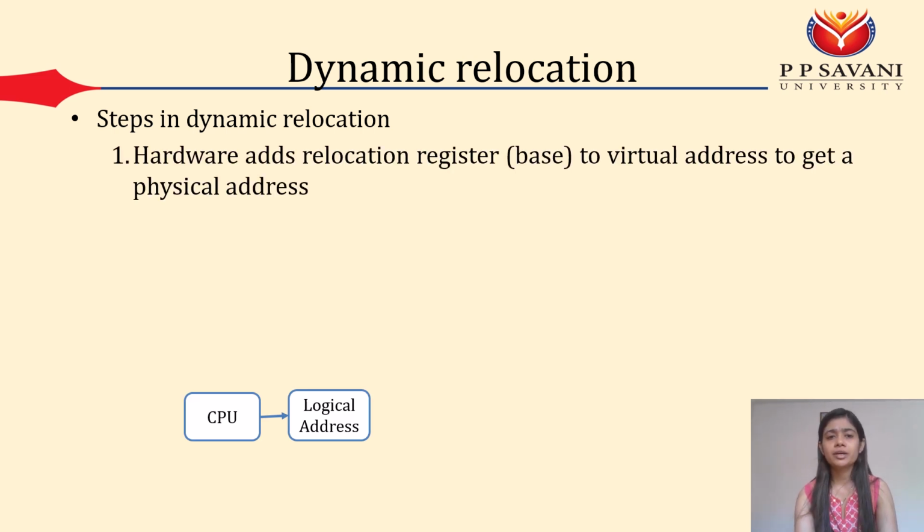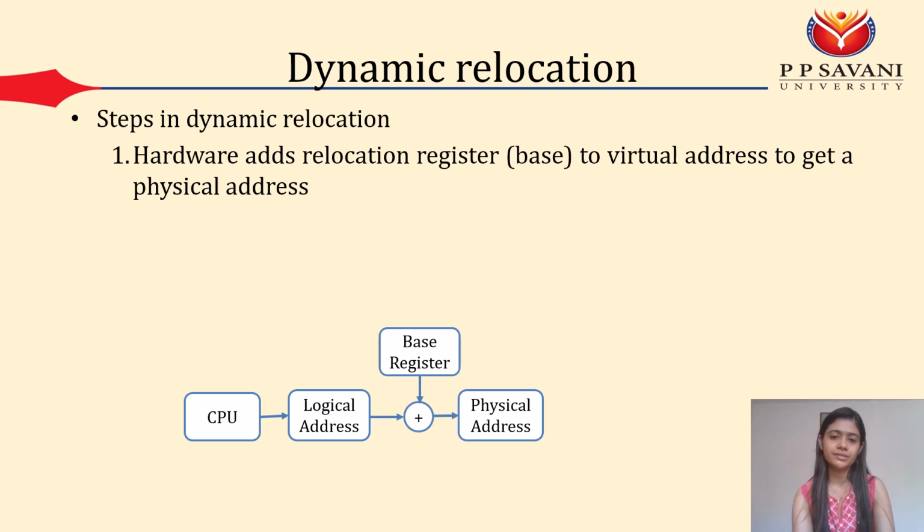The steps of dynamic relocation: hardware adds the relocation register to the virtual address to get the physical address. Whatever address is generated by the CPU is called the logical address. That logical address is converted into a physical address by finding the base register value, which is nothing but the starting address of that particular process, and whatever offset was generated is added, and one physical address is found.